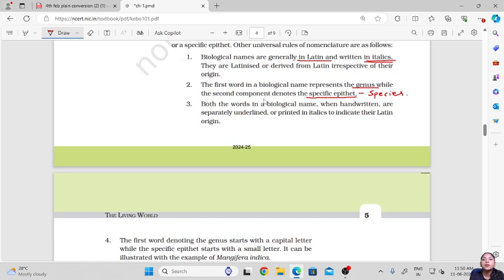Now both the words in the biological name, when handwritten, when we are writing the names on paper, should be separately underlined, and when they are printed, they should be typed in italics. For example, if I write Mangifera indica, both these names should be underlined separately. These lines should not join.